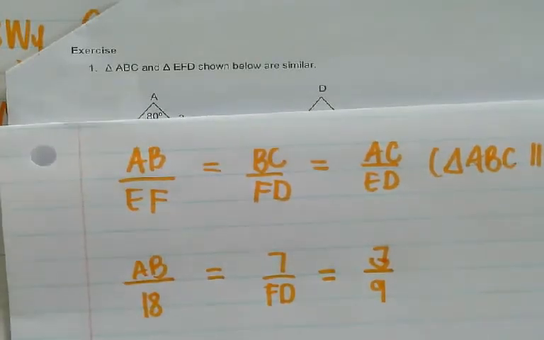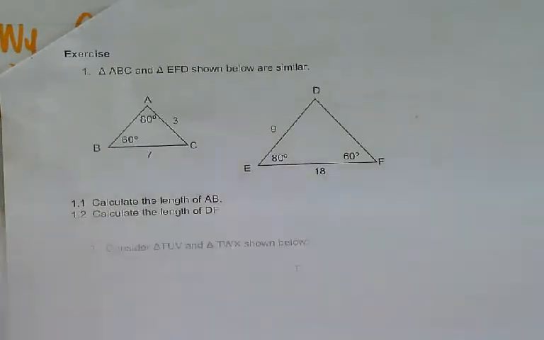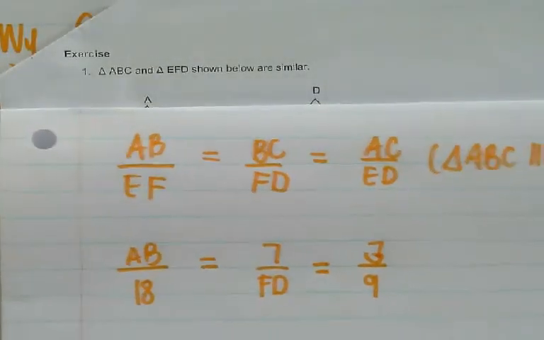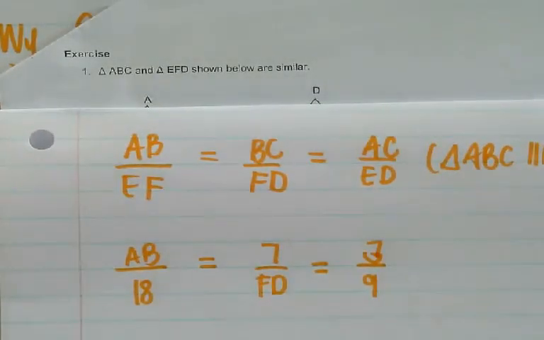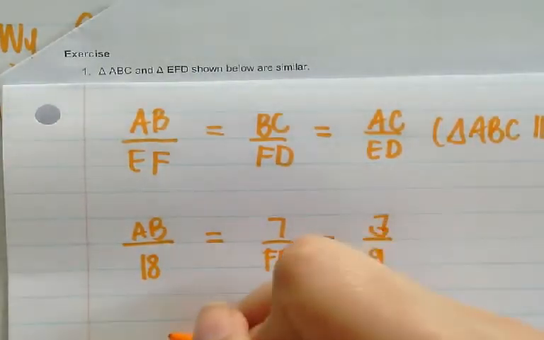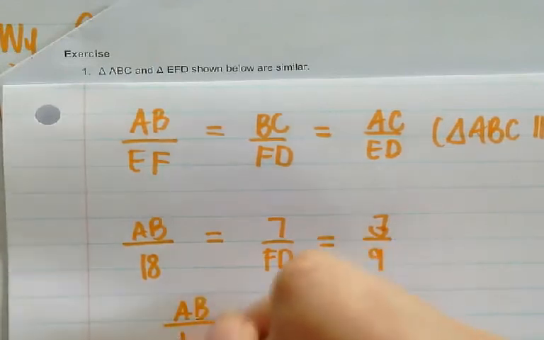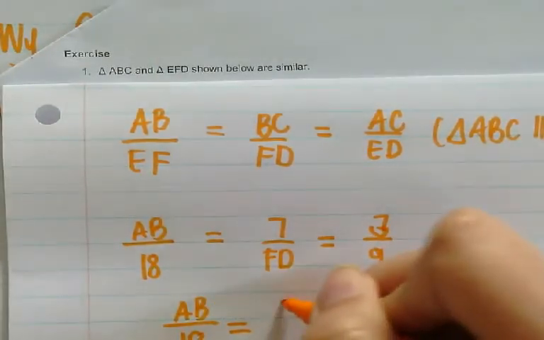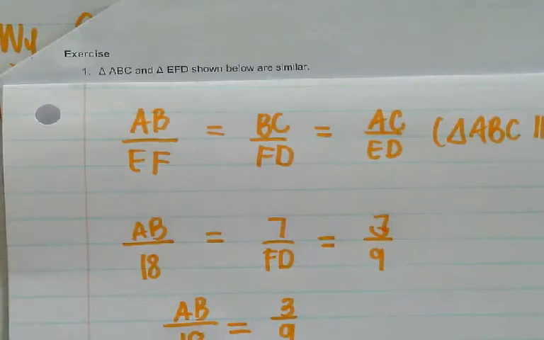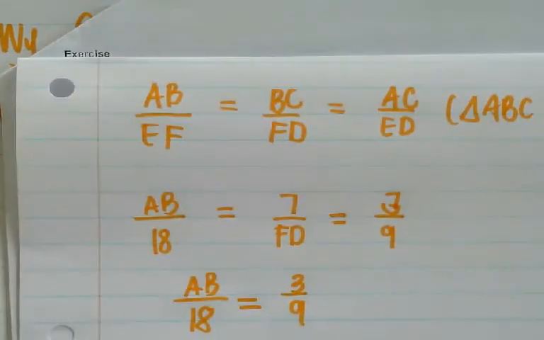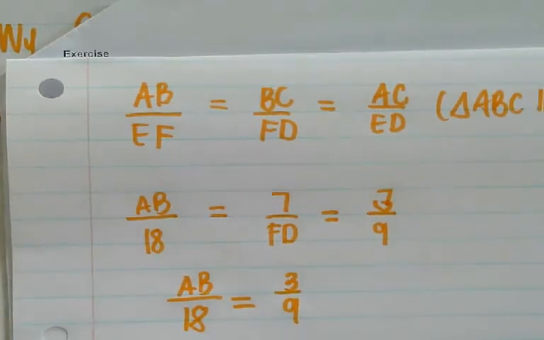My first question on your worksheet says, calculate the length of AB. So which fractions am I going to use to try and find AB? 3 over 9, and obviously the one that's got AB in it. So do that. Equate them because they are equal. 3 over 9. You can simplify first if you want. I want you to find AB for me, please.